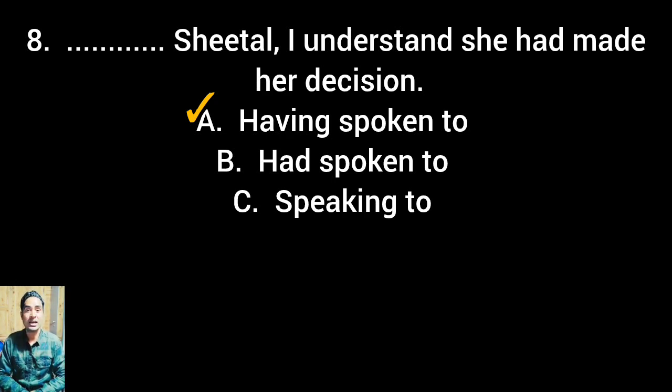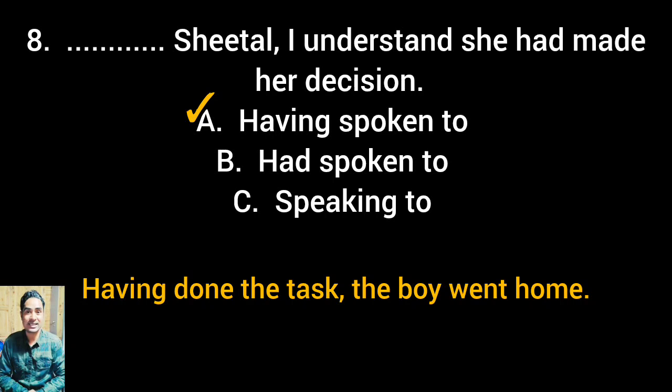Here in this question, "having spoken to" is a participle phrase, called the perfect participle, which is used when we have to show a complete action before another one. For example, having done the task, the boy went home. Here, having done the task is a participle phrase. It means the task was done by the boy. After that, he went home. First, he completed the task and after that, he went home.